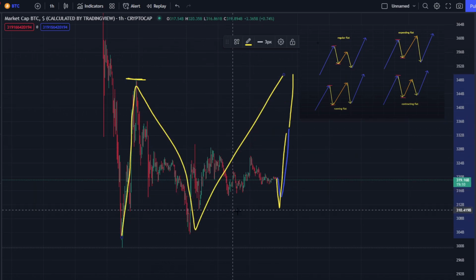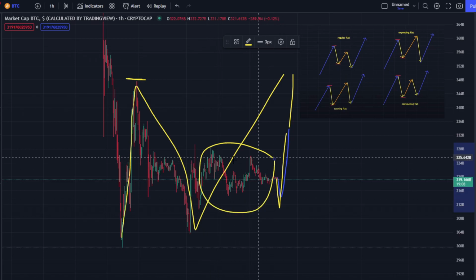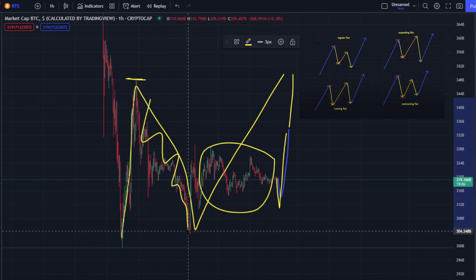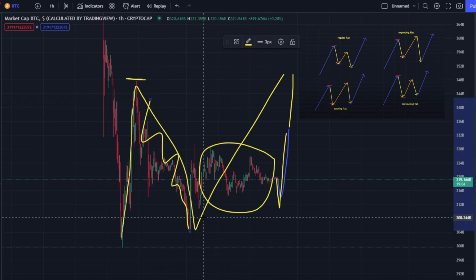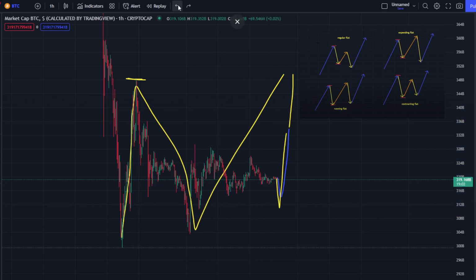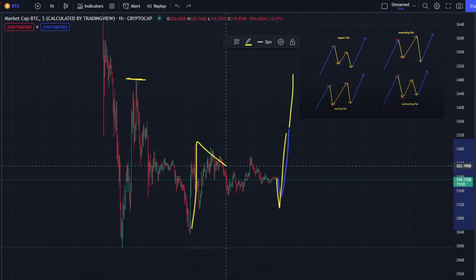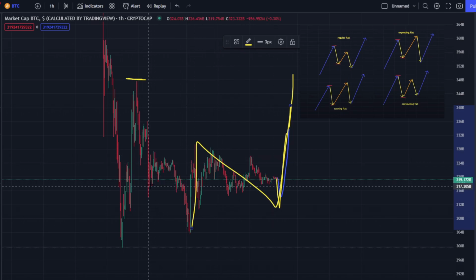But the fact that it is ranging too much right there means that this move, which is supposed to be the correction, is taking less time than this move. So it's less corrective than this move, which has a correction in it that is bigger than this one.